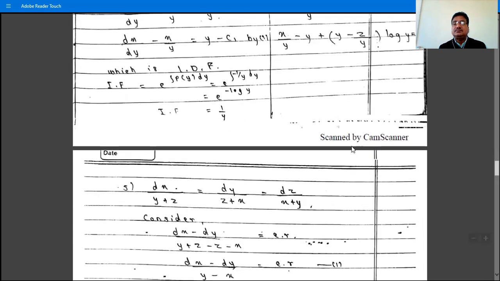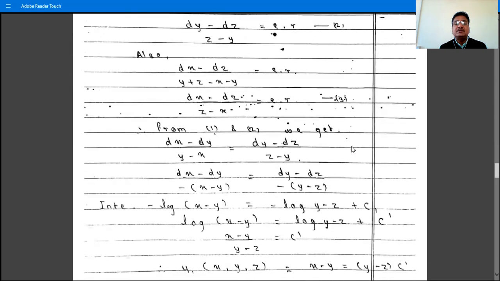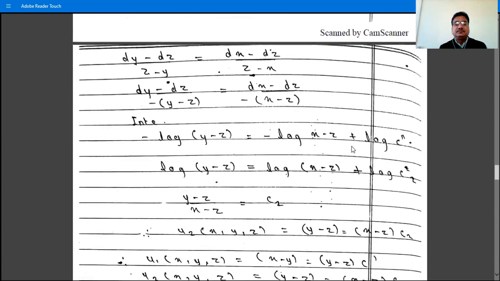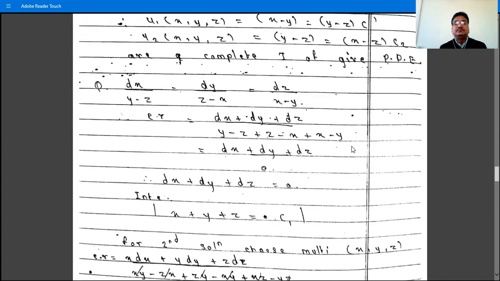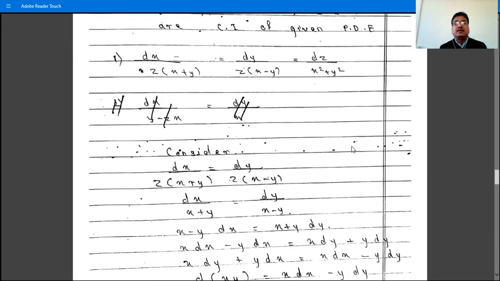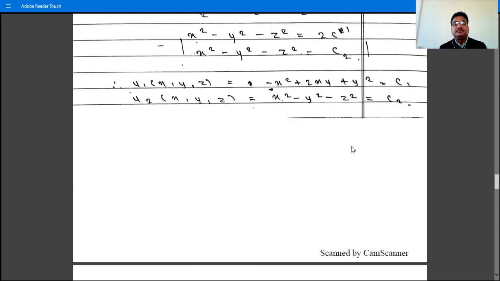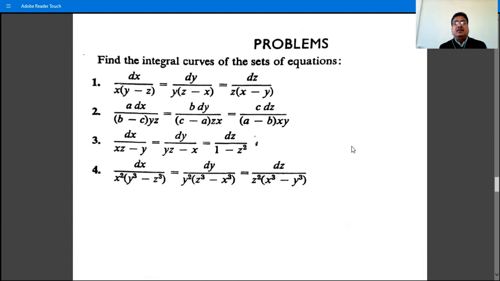So the answer of example number 5 is this. So solve all these problems. Example number 1, answer of example number 1. So these are some problems for homework. Solve these problems, find two solutions. So we'll see the remaining problems in the next lecture.